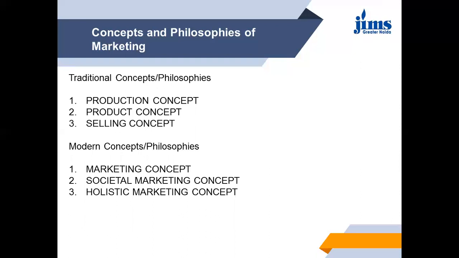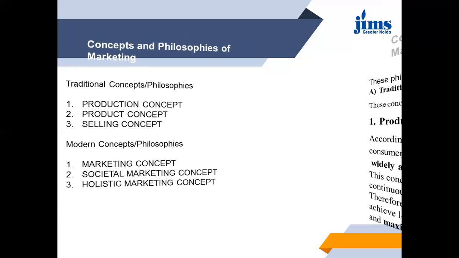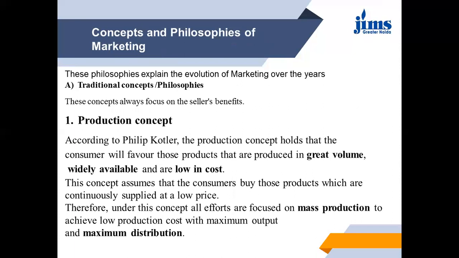While with cutthroat competition arising in the market and a wide variety of goods and services available at the disposal of customers, the customers slowly, gradually became the king in the market. Therefore, modern concepts and philosophies took birth and they are in contrast with the traditional ones. So, one by one, we will take up the concepts under each philosophy or category. The first one is the production concept under traditional philosophy.